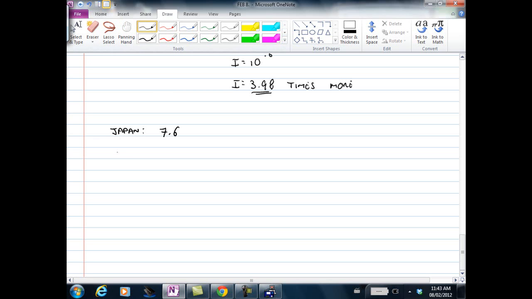An unknown quake in BC was 420 times more powerful.